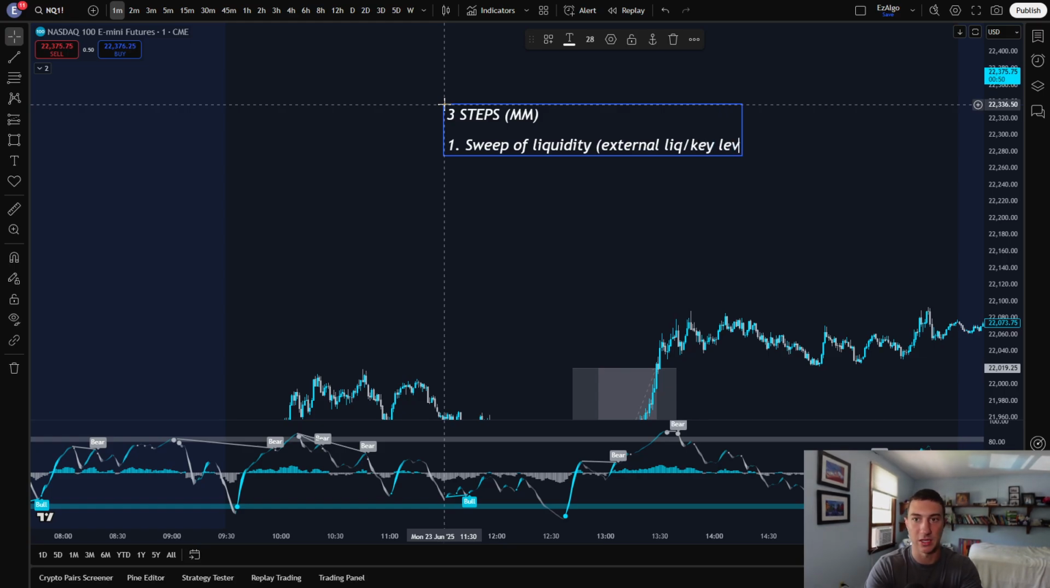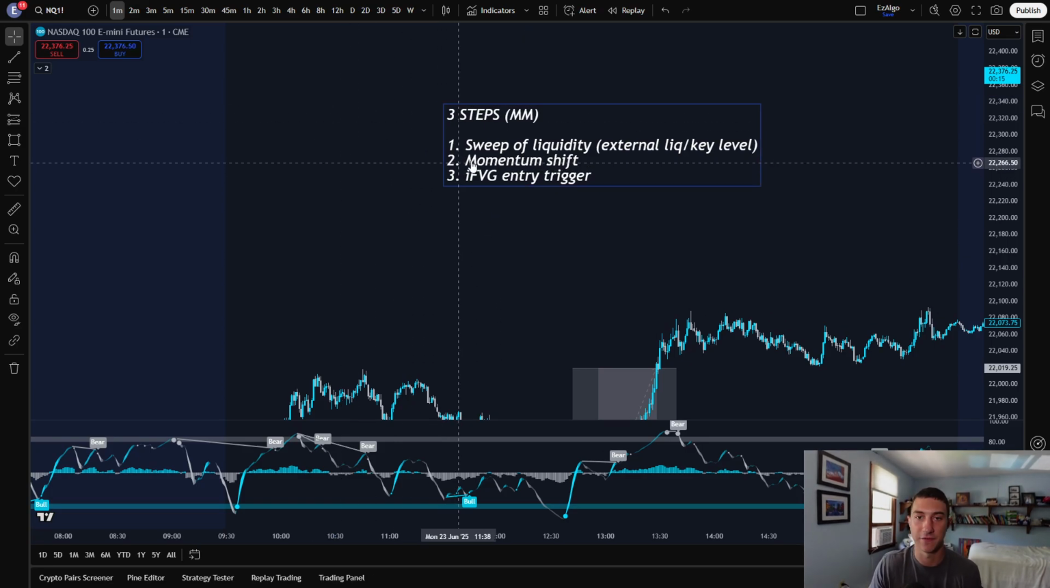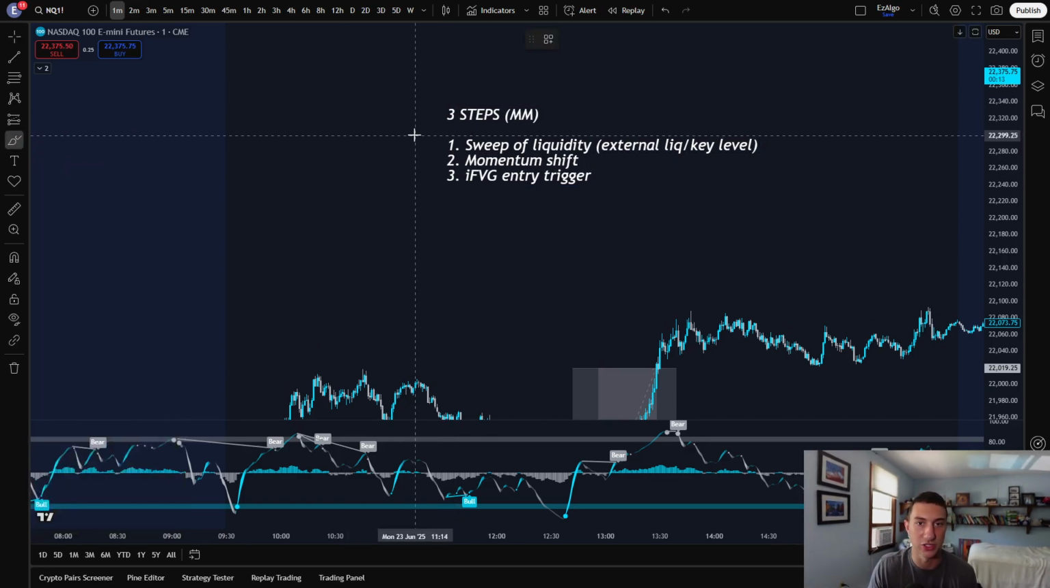So a key level could be a New York session high, a London session high, a previous day low, that sort of thing, okay? Number 2, we need to see momentum, okay? A momentum shift. So this can either be a bullish or bearish divergence, bullish or bearish momentum, overbought or oversold. We need to make sure that momentum is in check as well. And number 3, we need to have an inverse fair value gap for that final entry trigger, okay? This is what actually makes us enter the trade, is that inverse fair value gap after number 1 and 2 are completed.